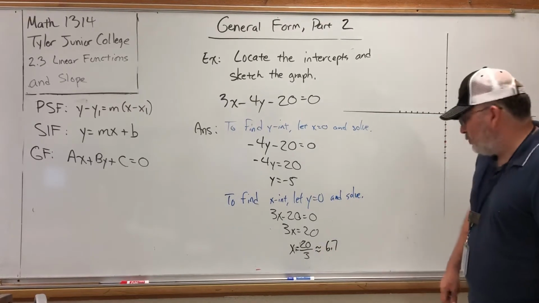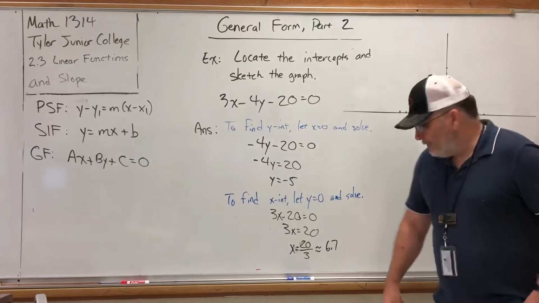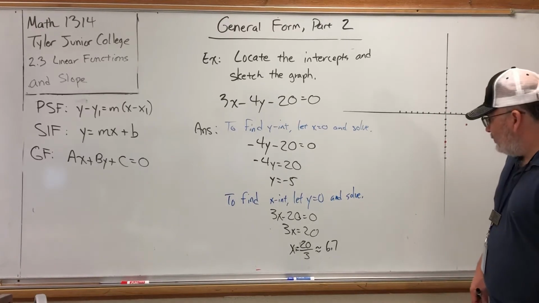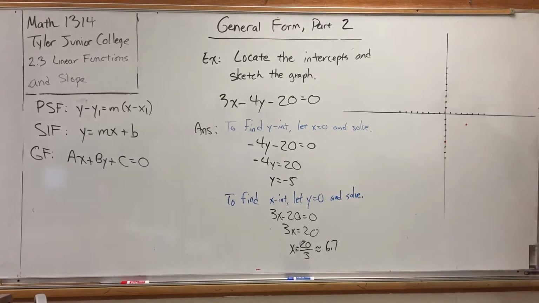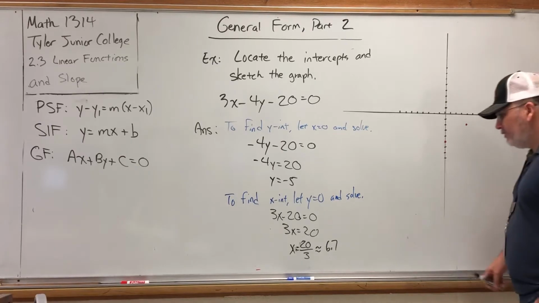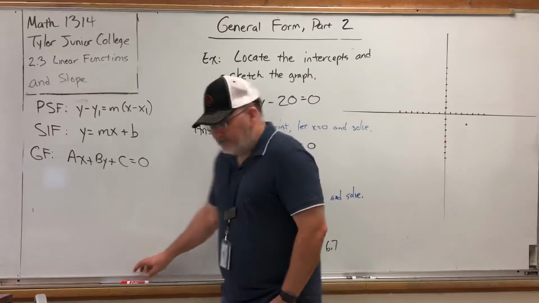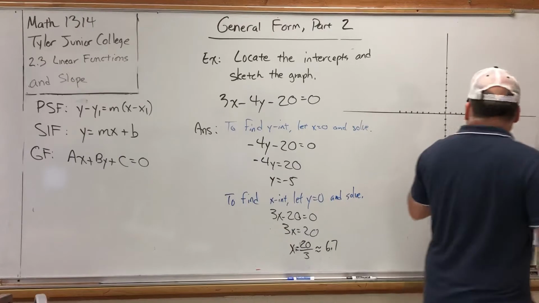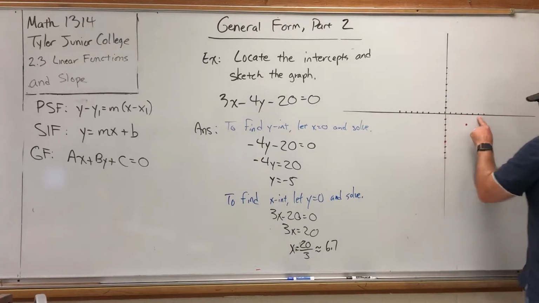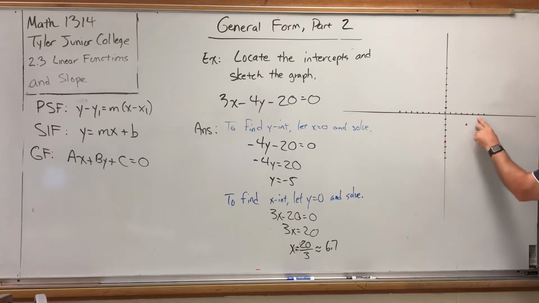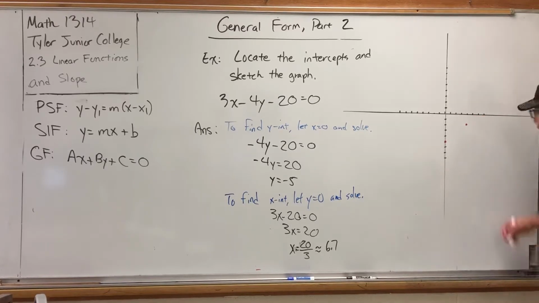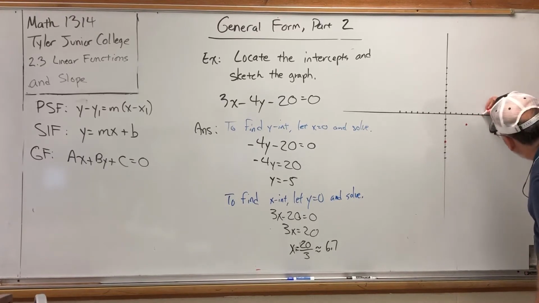It's actually 6.6 repeating, but since we're just going to estimate where it is, I think 6.7 would be sufficient. So let's locate 6.7. Let's think about this. 1, 2, 3, 4, 5, 6. This one's 6, this one's 7. It's a little bit past halfway, so we'll put it right about here.